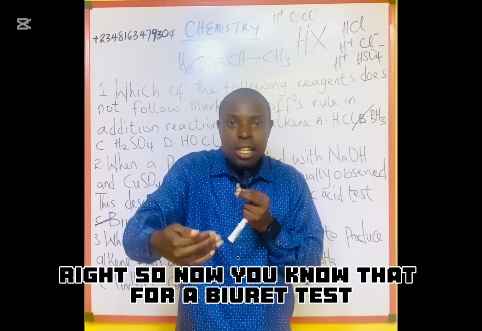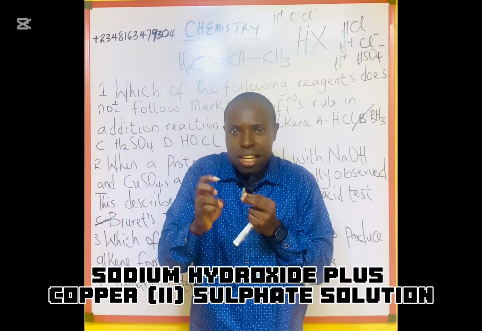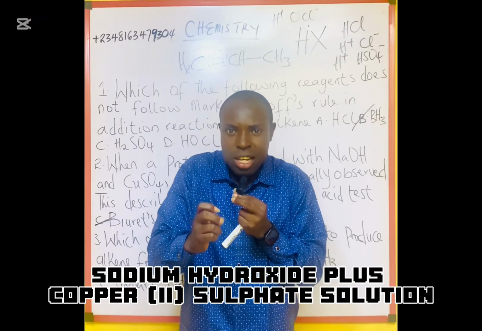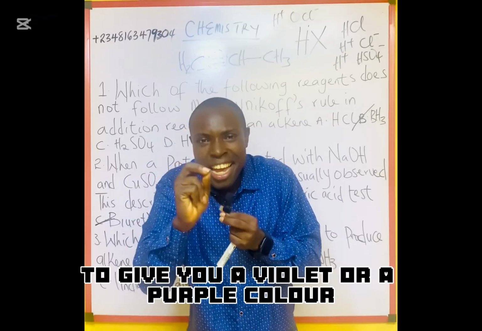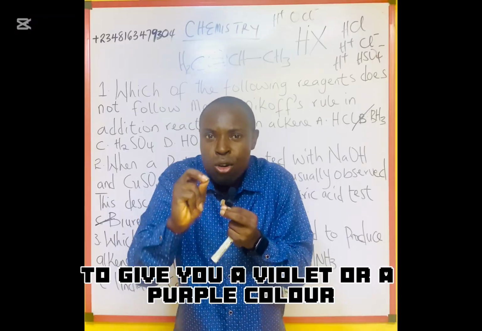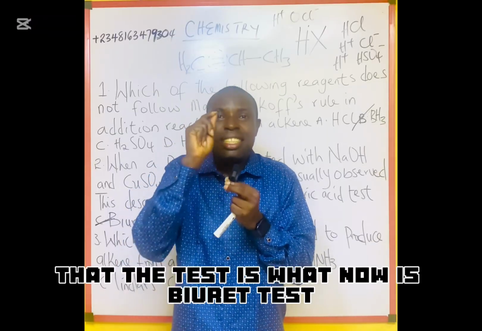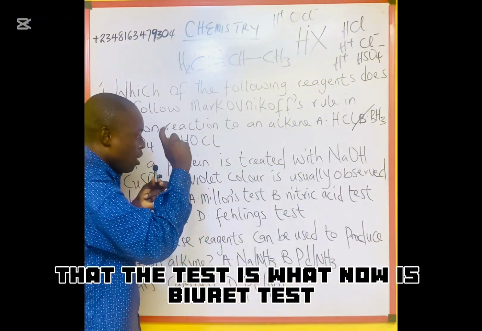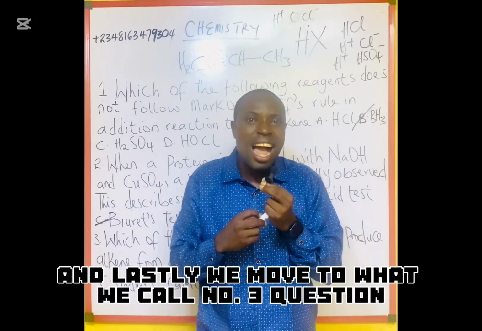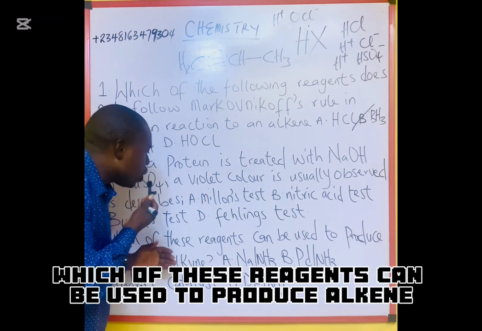So now you know that for a Biuret test, when you see in your exam sodium hydroxide plus copper II sulfate solution giving you a violet or purple color, it simply tells you that the test is the Biuret test.